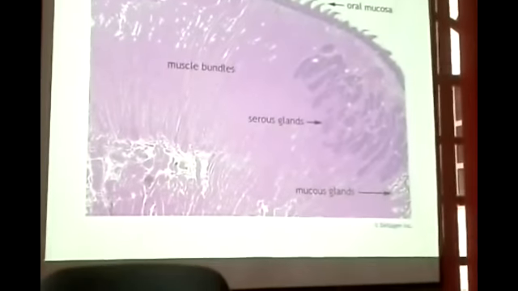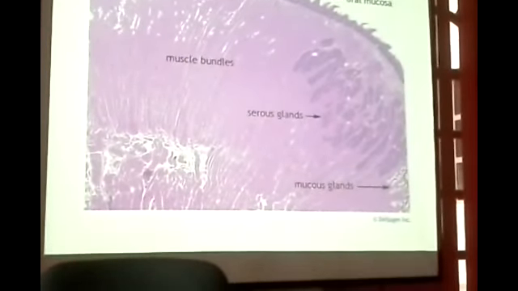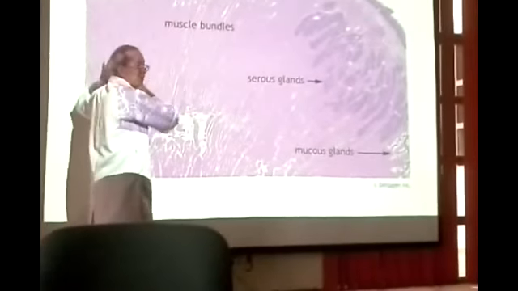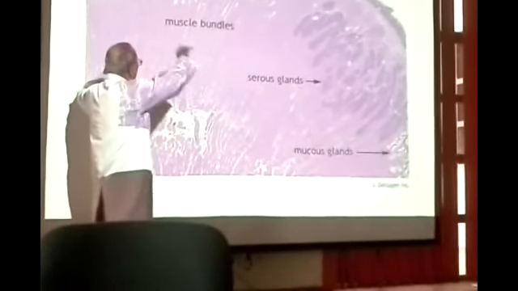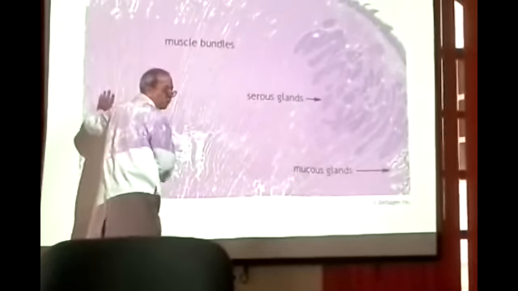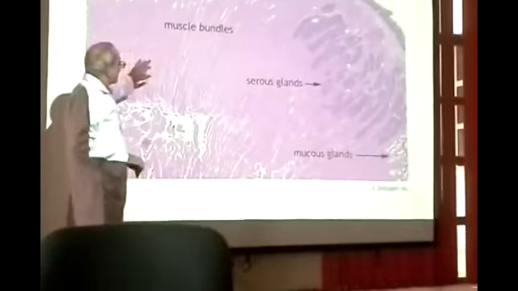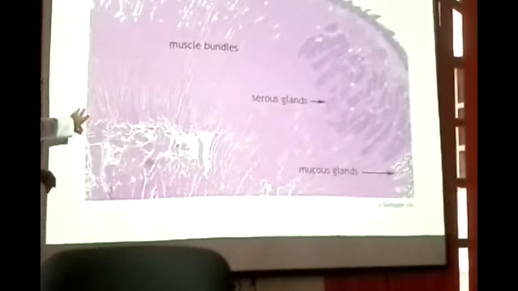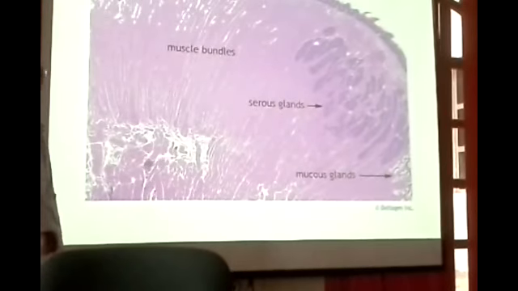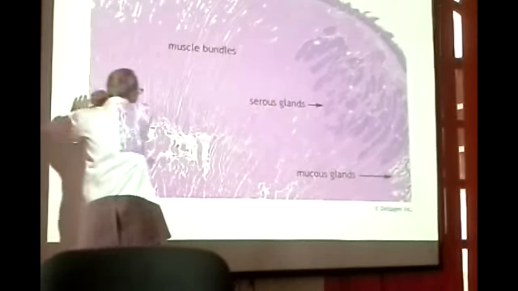Now, what about the tongue? The tongue is a mass of skeletal muscles connected by connective tissue. It is covered by a mucous membrane from outside. As regards the muscles of the tongue, they are present in three main directions. What are these three main directions?